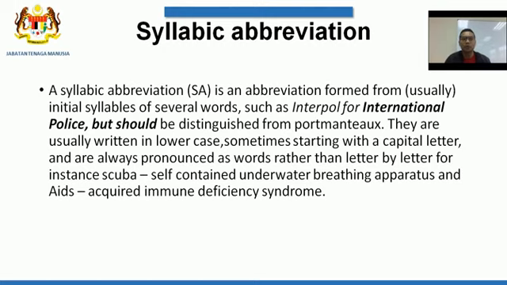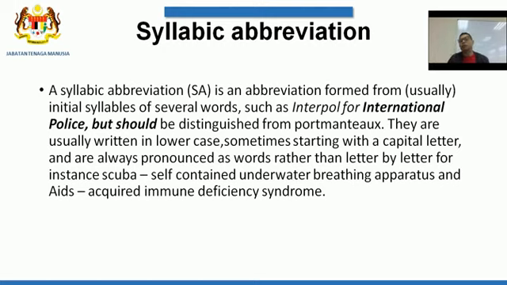Pawagam comes from the phrase panggung wayang gambar. Okay, a syllabic abbreviation or SA is an abbreviation formed from usually the initial syllables of several words, such as Interpol for international police, but should be distinguished from portmanteaus. They are usually written in lowercase, sometimes starting with a capital letter, and are always pronounced as words rather than letter by letter. For instance, scuba.